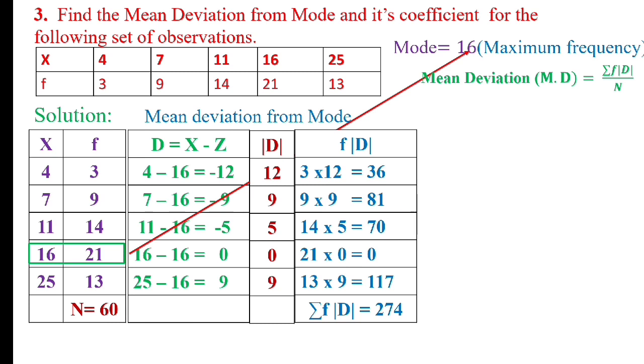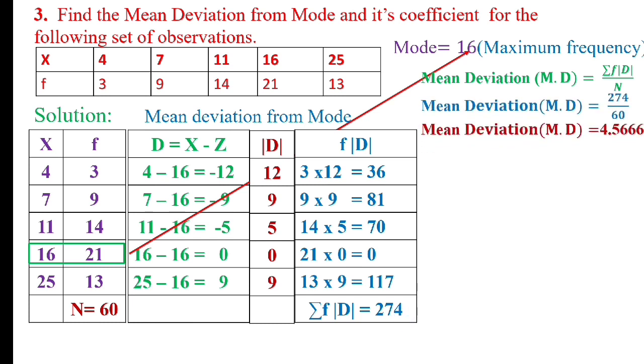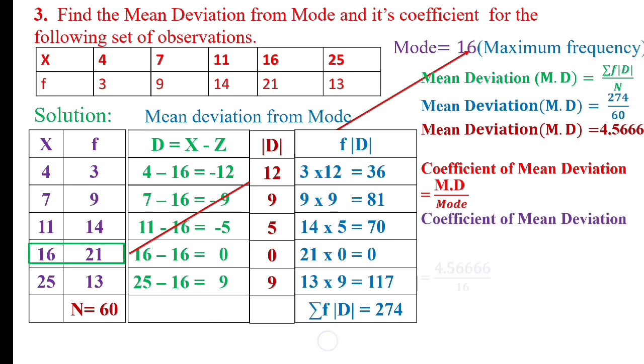Then the mean deviation formula: summation f into D divided by N. Here summation f into D equals 274, divided by N, 60. Simplifying this value gives 4.566. This is the mean deviation. Then coefficient of mean deviation is mean deviation divided by mode. Substituting the values, 4.5666 divided by 16 gives the coefficient of mean deviation value 0.2854. In this way we can find the mean deviation from mode for a discrete series of observations.